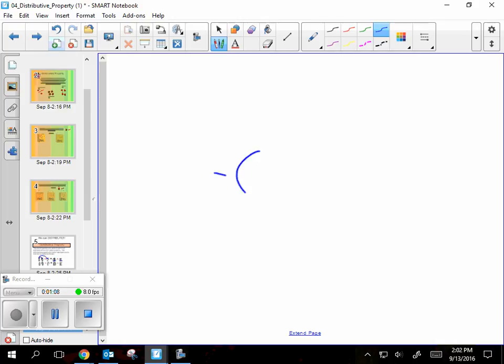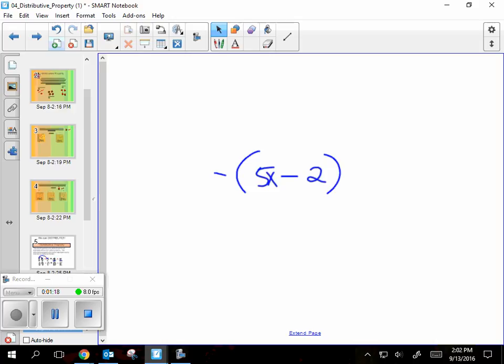There was more to it, but it was like this. There was a negative in front, and here's what my daughter wrote underneath it. Negative 5x minus 2. What did she do wrong?